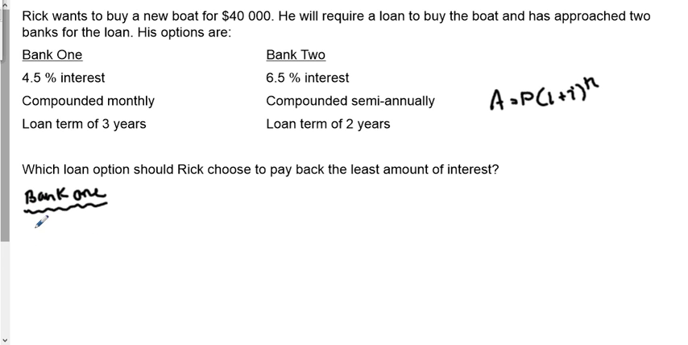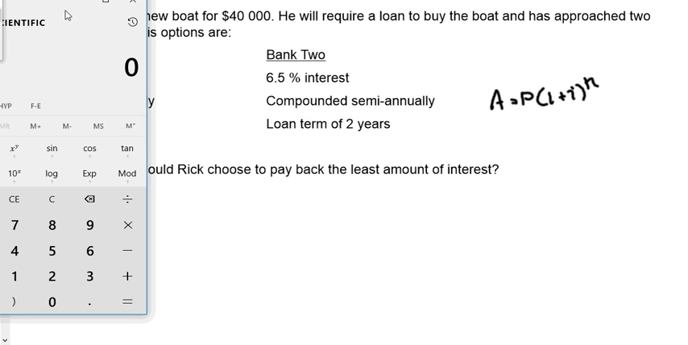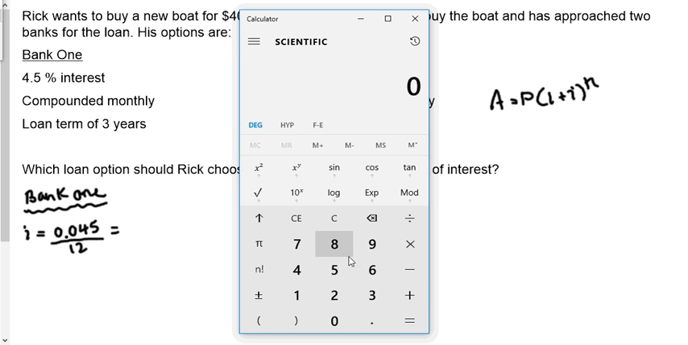Okay, for Bank 1, for I, we're going to need to take 4.5%, convert that to a decimal, and divide that by 12, because our compounding period is monthly. So let's head over here and grab my calculator. And I've got 0.045 divided by 12. So 0.00375.